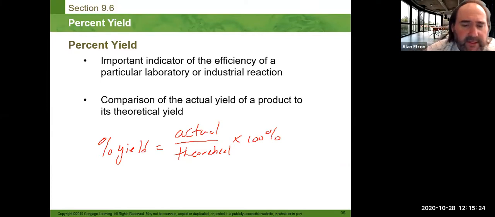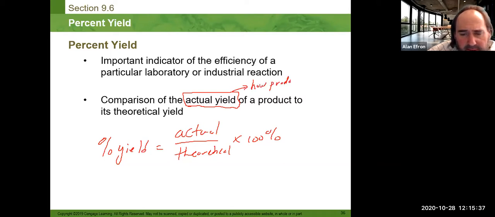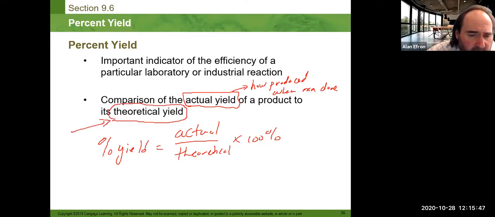Now, the actual yield is pretty much what it sounds like. It is actually how much product you produced when you did the reaction. So this is how much you produced when this reaction was done. The theoretical yield is what we've been calculating off of our equations. The theoretical yield is our maximum yield, the maximum yield from the reaction or the equation.